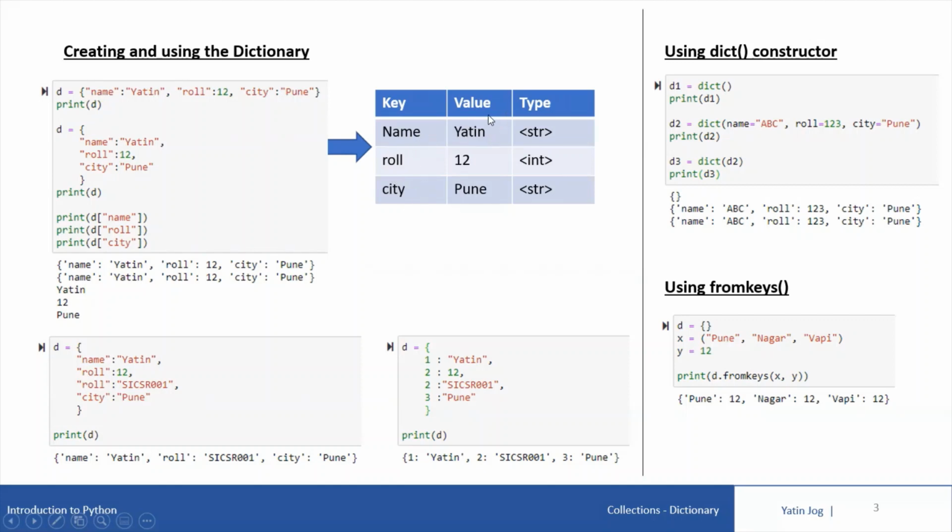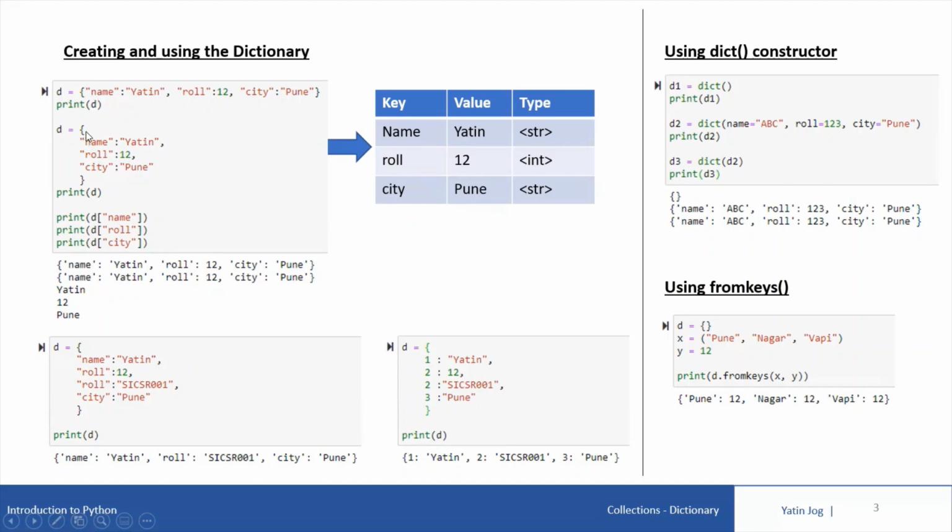So we are going to store all the names against the key name. So the value which I am storing is Yatin of type string. Second key is role, and the value for that key is 12. And the third key is city, and the value for that key is Pune. If I say print D, it will print that dictionary on the screen, and you can look at the output. It is printing name, colon Yatin, role, colon 12, city, colon Pune, whatever is the dictionary content, in key value format.